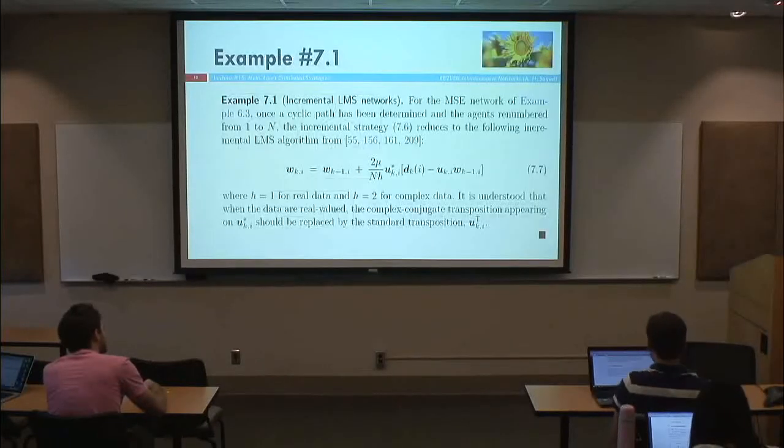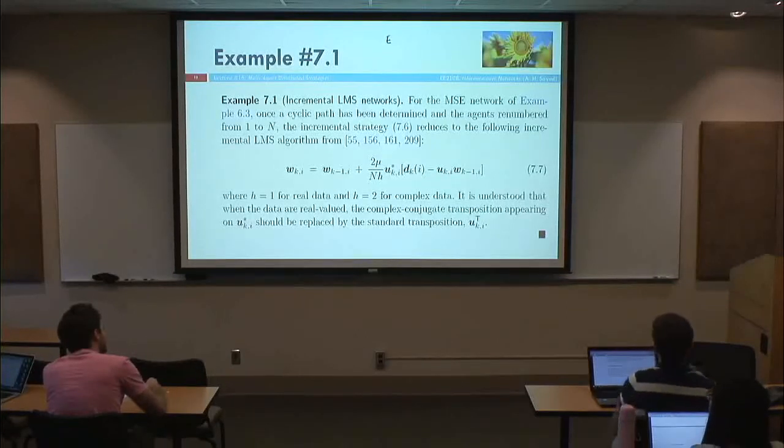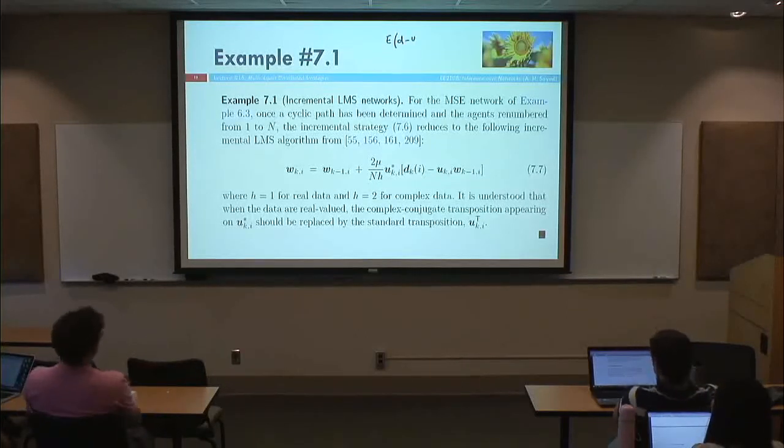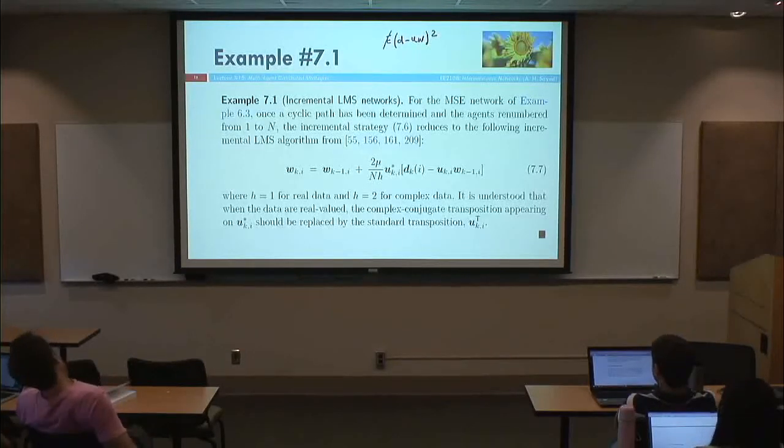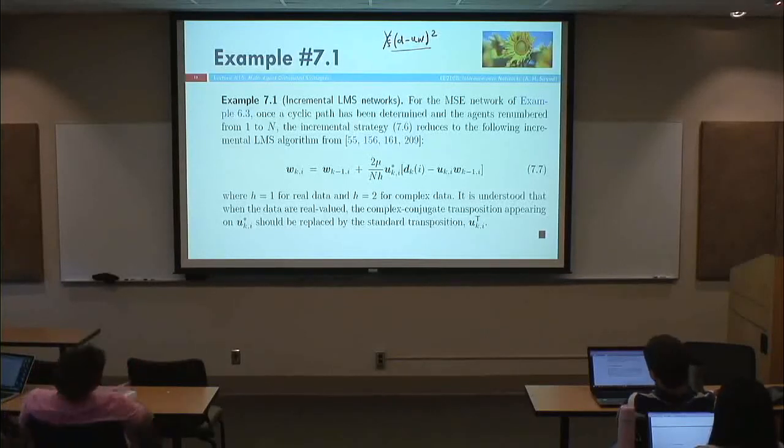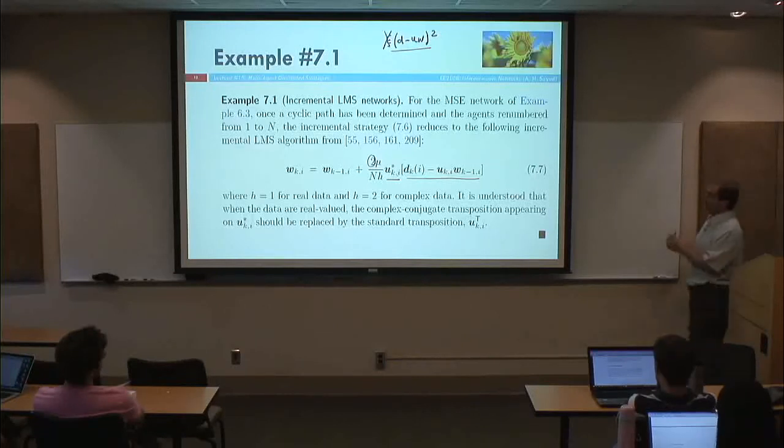Very good. Now, if you want to specialize this to LMS, for LMS the cost is the quadratic cost, right? Expected value of d minus u w squared. If you remove the E and use only the instantaneous data to find the approximate gradient, when you differentiate relative to w, you will get this 2 times d minus u w times u, right? This is the gradient relative to w.